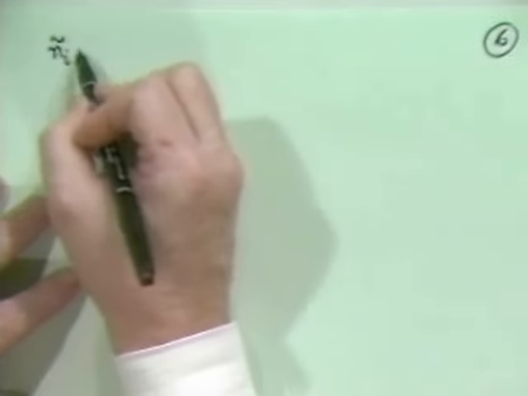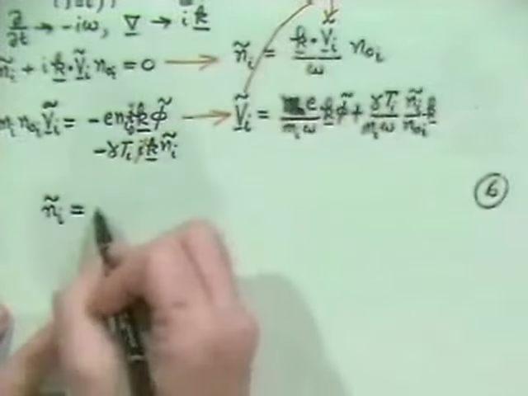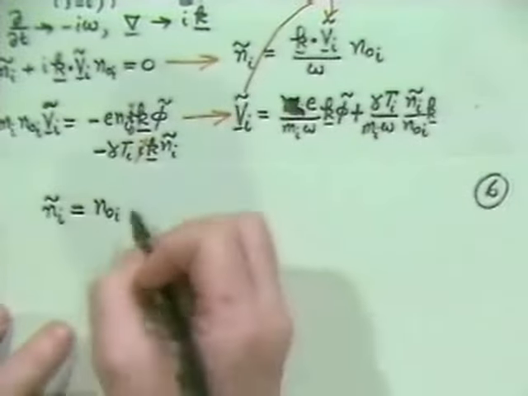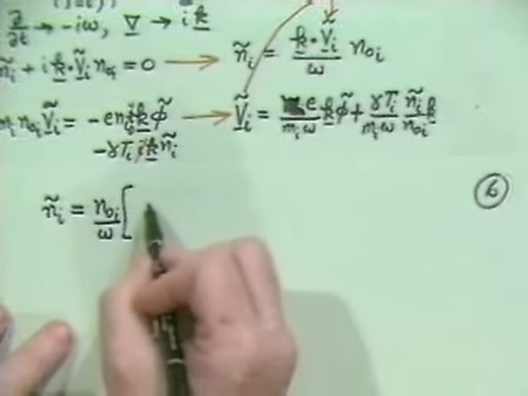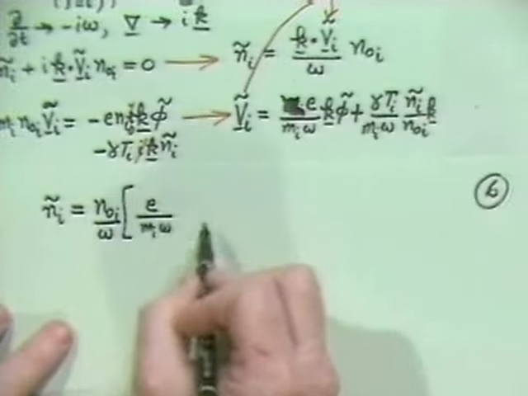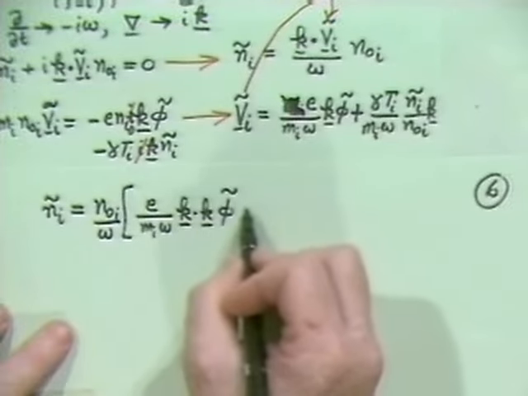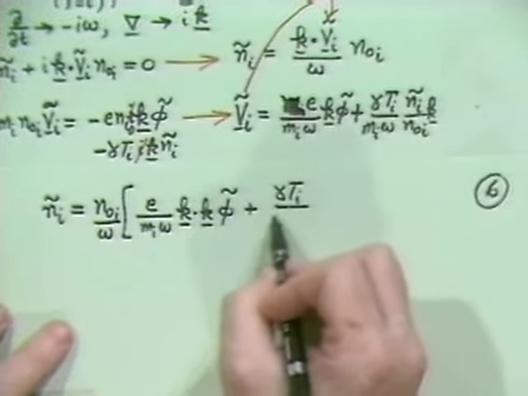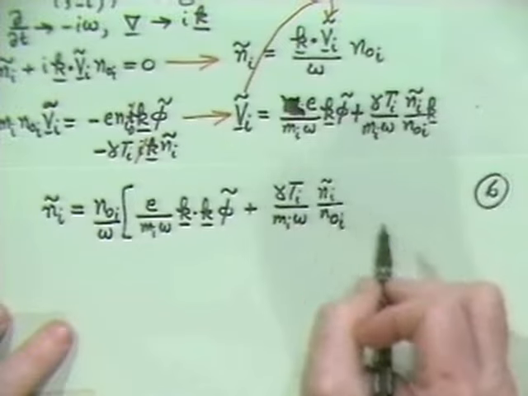And what we then get is that the perturbed ion density is equal to... Let me show you what I'm seeing, and you can help me get it right. So basically, we're going to take k dot all of this. Let's first take an n naught i out in front, just to simplify things, and over omega, and then we just take k dot everything in here. So we get e over m_i omega, and then k dot k times phi tilde, and then plus gamma T_i over m_i omega n_i tilde over n naught i.